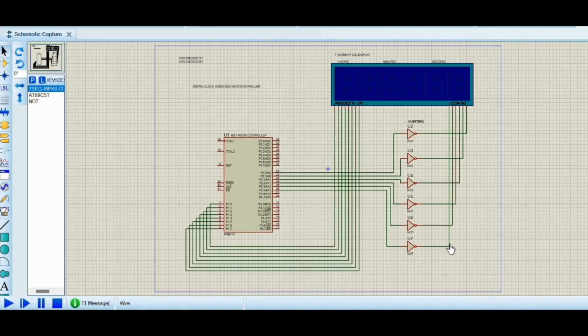And here we have used inverters to activate the segments and the digits of the LCD. And the port 1 of 8051 microcontroller is responsible to glow the segments of the LCD and the port 2 of 8051 microcontroller is responsible to glow the whole digit of LCD. That's all about my project.